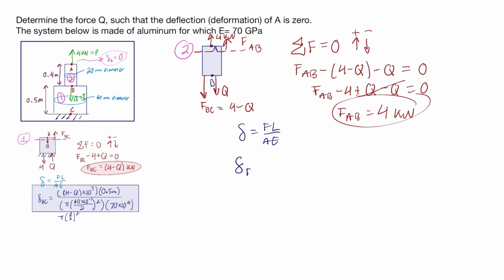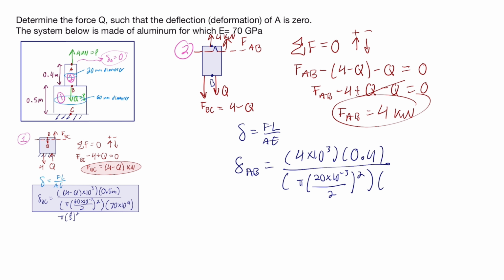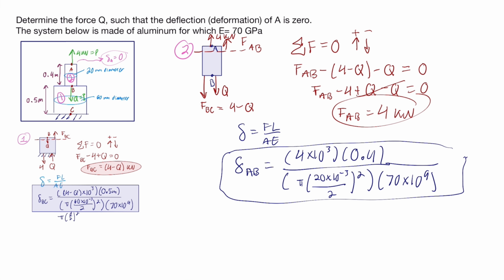And we get that the deformation in part AB is equal to the force at the cut, so it will be the 4 times the 10 to the 3 for unit conversion, times the length, which is 0.4 meters, which is here, over the area, which is pi, the diameter cut in half, so it'll be 20 times 10 to the negative 3 for unit conversions, over 2, squared, times the modulus of elasticity, which is 70 times 10 to the 9. And we will also use this to solve for the problem.